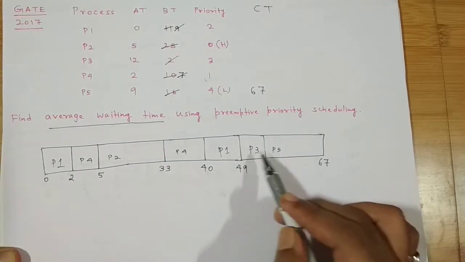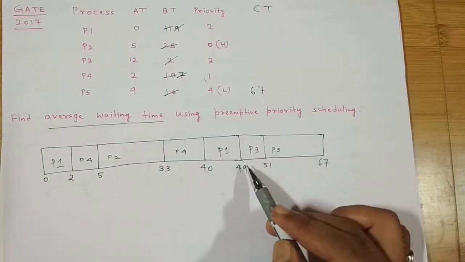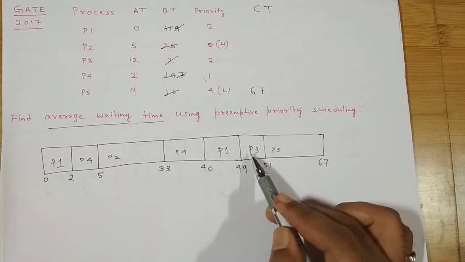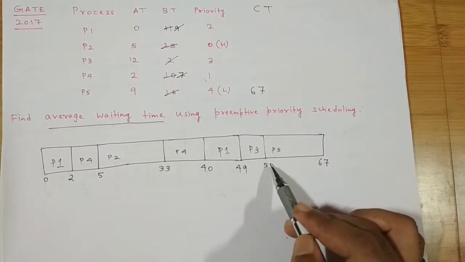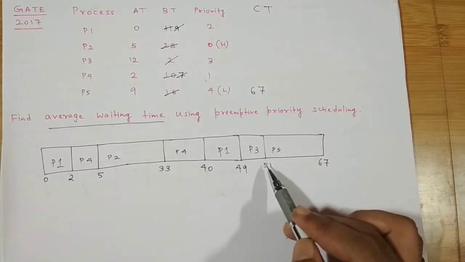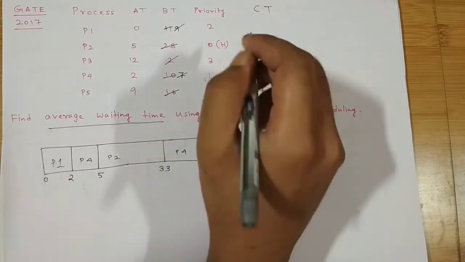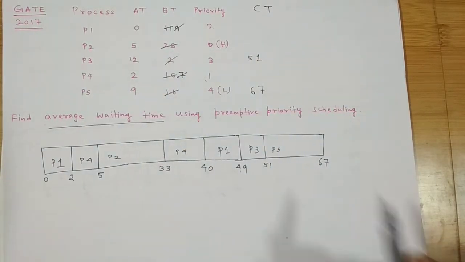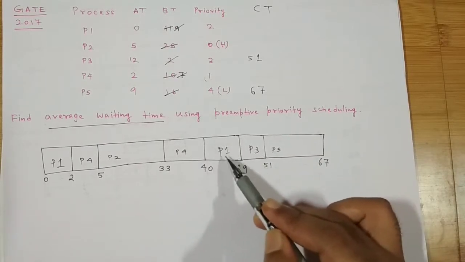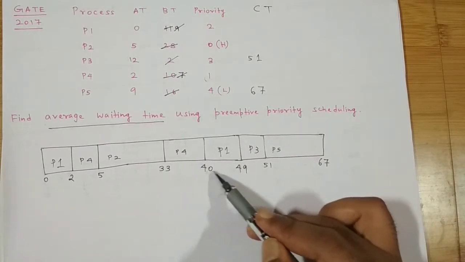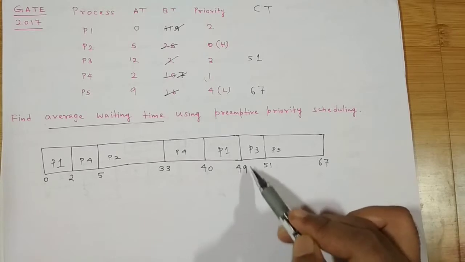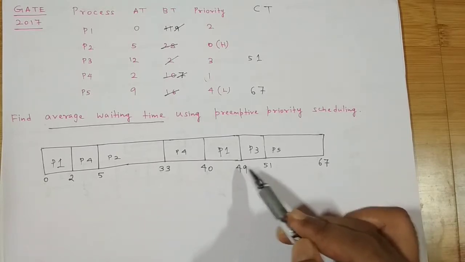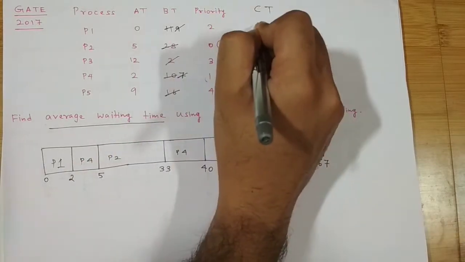Next, I encounter P3. I haven't seen P3 before, so I'll consider this time frame. This time frame is getting over at the 51st unit of time. So P3 will have a completion time of 51. Moving on, I encounter P1 for the first time. Its time frame is getting over at the 49th unit of time. So its completion time is 49.